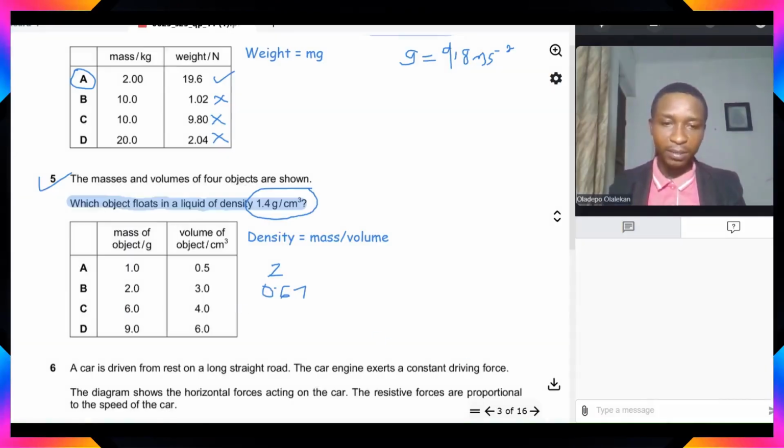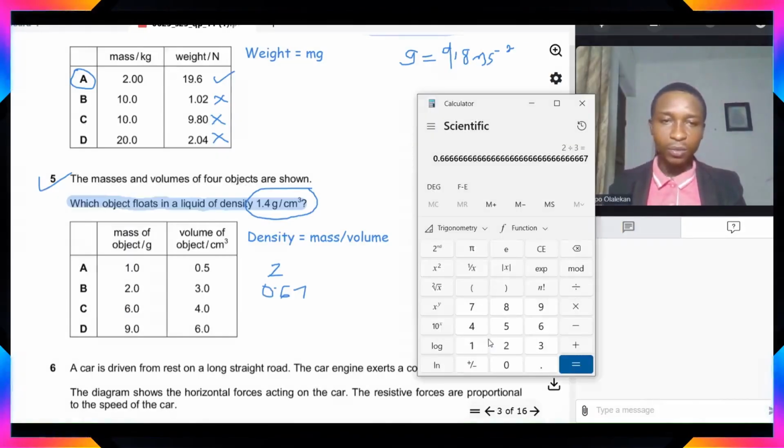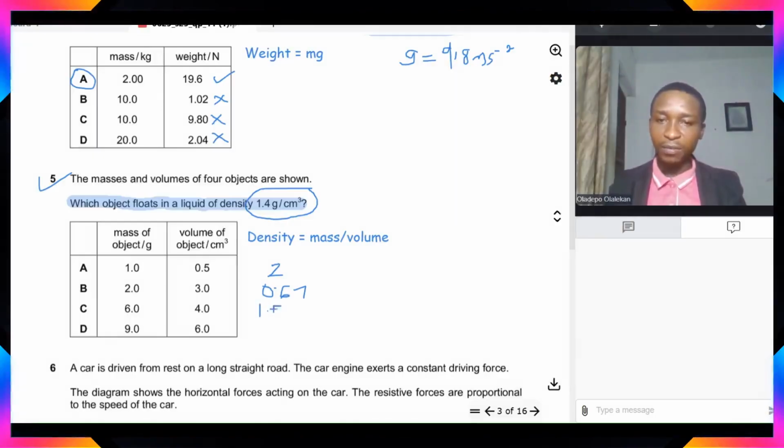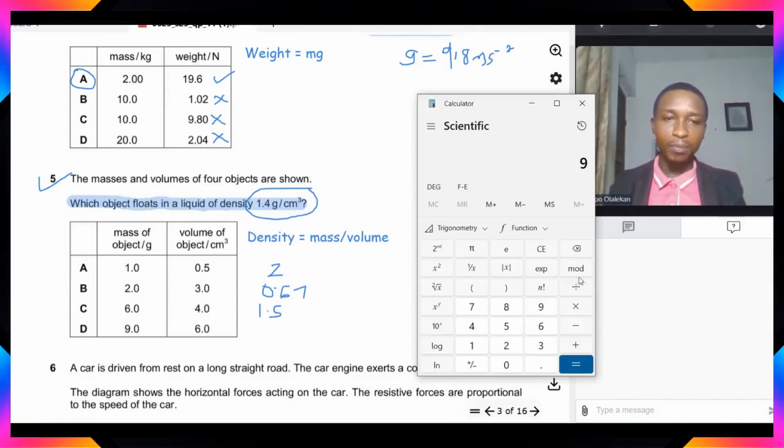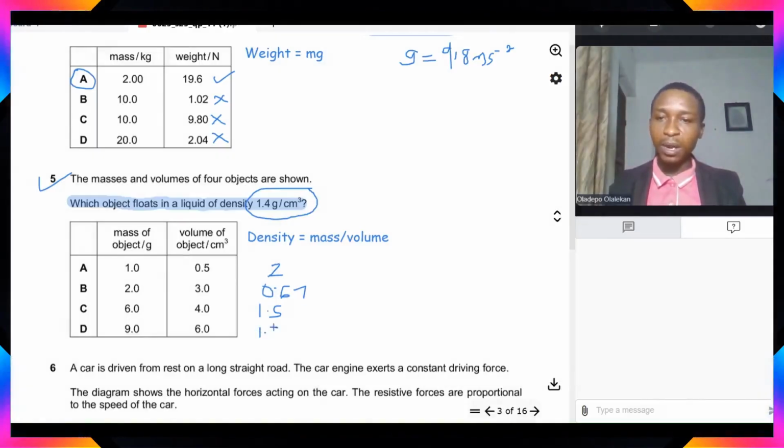Also, if we divide it by 4, that cannot give us 1.4. Okay, let's verify. Let us work on the assumption. So we have C divided by 4. What's that equal to? That equals 1.5, which is greater than the density of the liquid, so that cannot float. Also, the final option, option D, we have 9 divided by 6. That gives us 1.5, which is also greater than the density of the liquid. So the correct option here will be option B, which has lower density compared with the liquid.